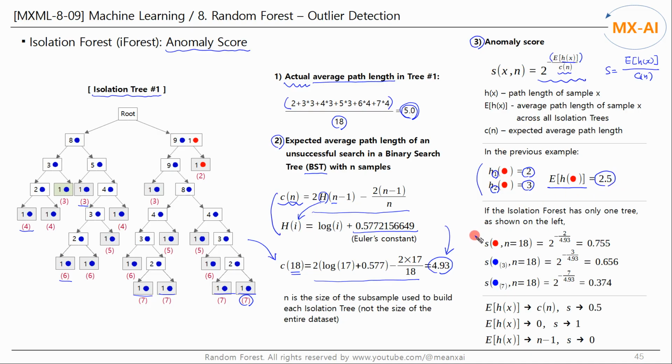Next, for simplicity, let's assume that our isolation forest contains only the tree shown on the left. The actual path length of the red sample is 2, and the expected average path length is 4.93. Substituting these values into the equation gives an anomaly score of approximately 0.755.